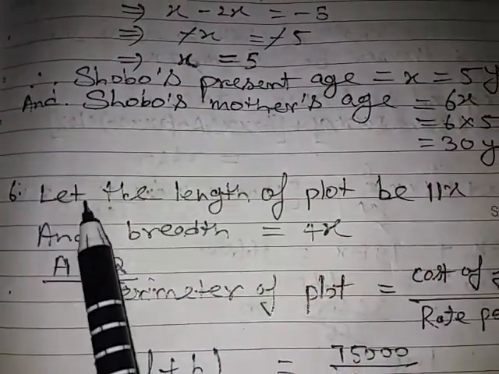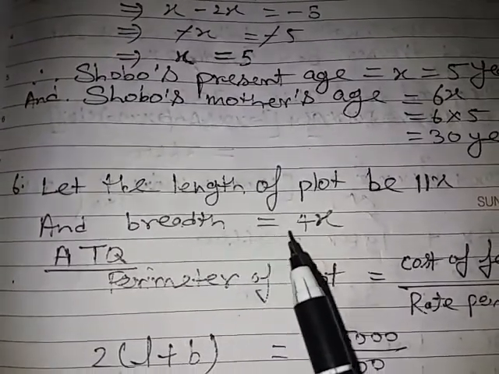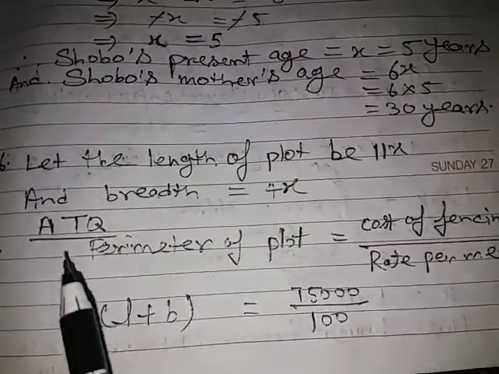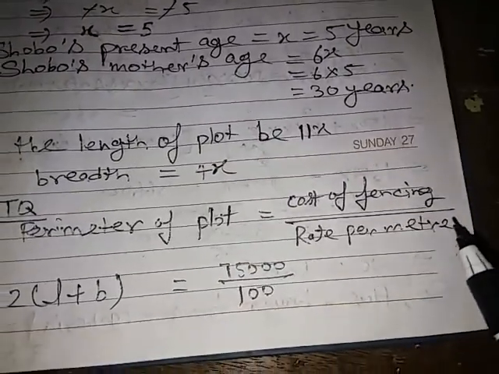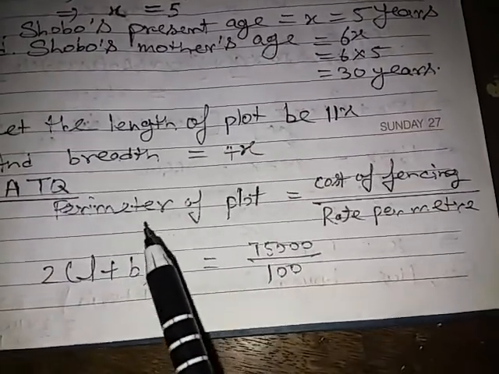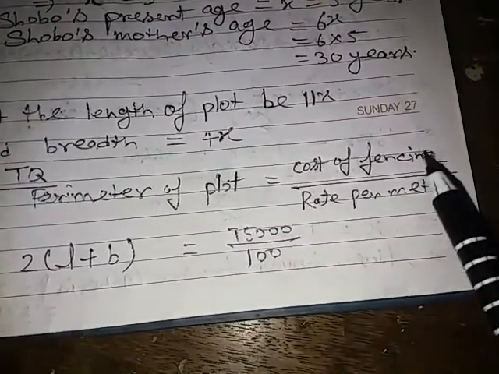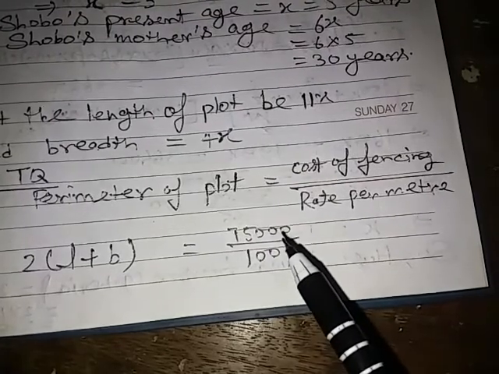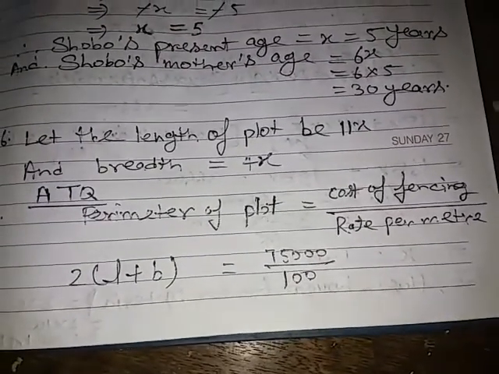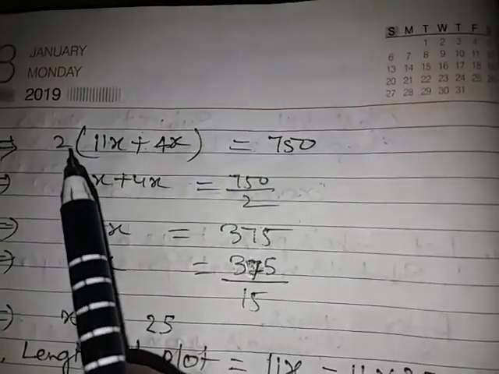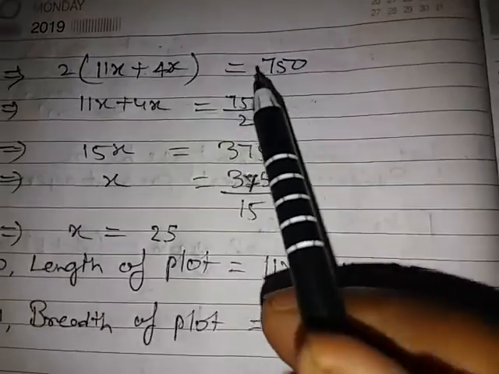Solution of question number 6. Let the length of the plot be 11x and the breadth be 4x. According to the question, perimeter of the plot is equal to cost of fencing upon rate per meter. We know that perimeter of the plot is 2(l plus b). The cost of fencing is given as 75,000 and the rate per meter is 100. Now 2(11x plus 4x) is equal to 750.